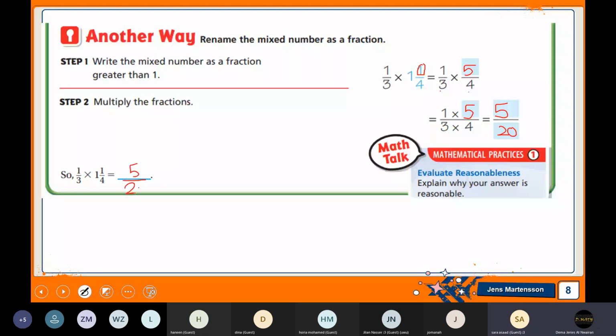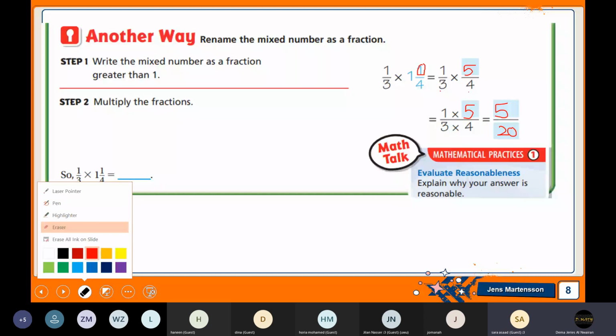Can I simplify it more? It is 12, not 20. 12, 12. Very good.